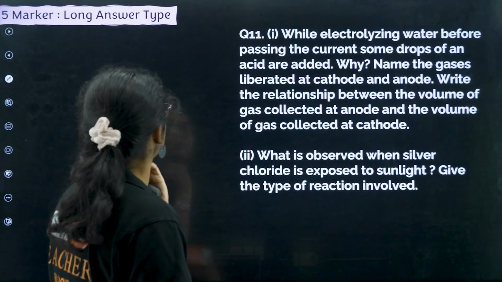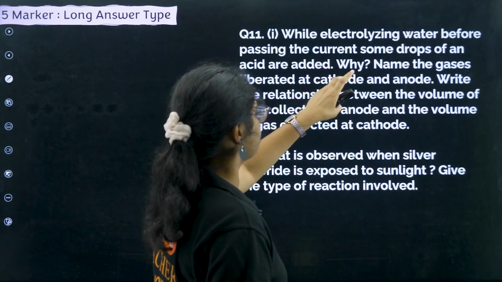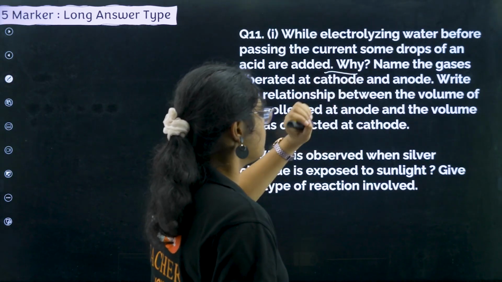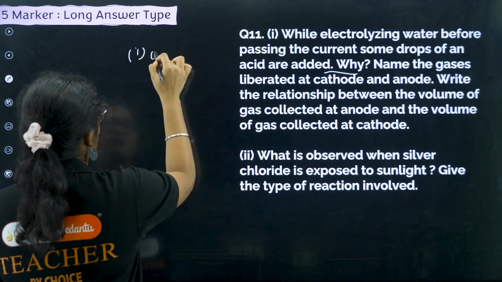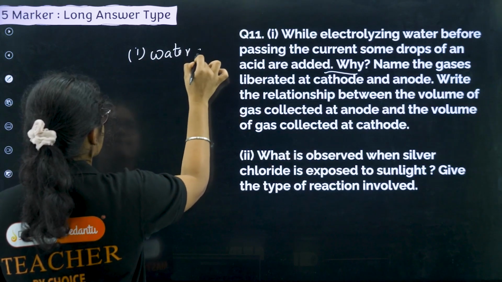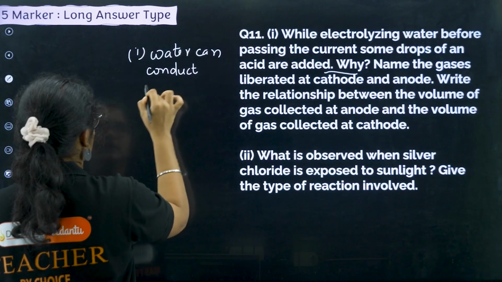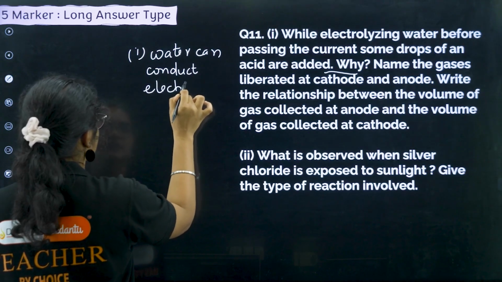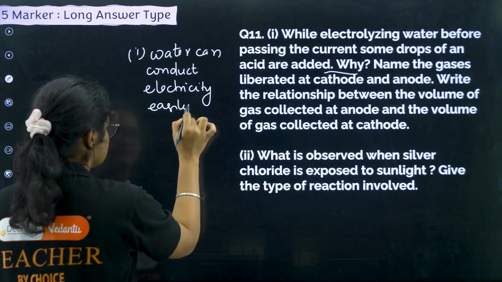Okay, next we have the long answer type question. Why, before passing the current while electrolyzing water, are some drops of acid added? So the first part here is, this is added so that water can conduct electricity easily. Okay, the first point is answered here.